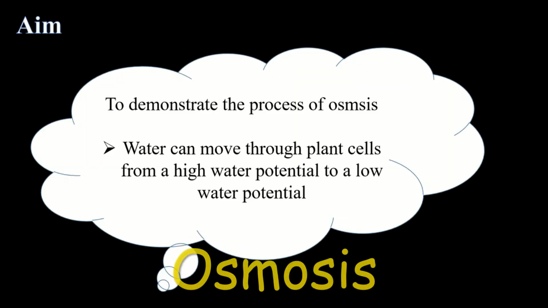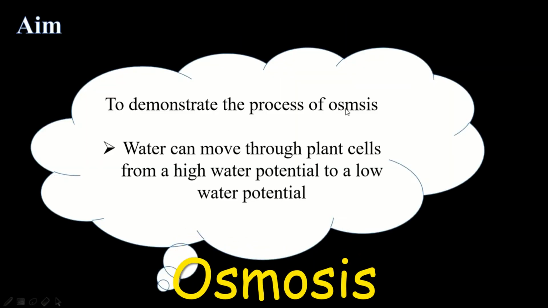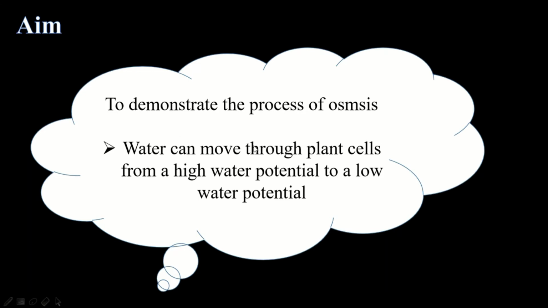Our lesson for today is osmosis in potatoes. Straight to the point, what is it that we want to achieve by the end of this lesson? We want to demonstrate the process of osmosis, with the O. We want to show that water actually moves through our plant cells from a region of high water potential to a low water potential.